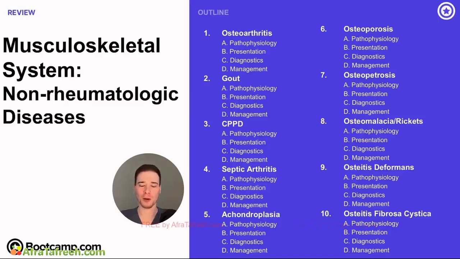So in this chapter, we are now going to talk about non-rheumatologic diseases, and this is going to be contrasted with our next chapter where we'll talk about rheumatologic diseases. Some of the topics we're going to talk about include osteoarthritis, a must know. We're going to compare gout versus CPPD, or sometimes called pseudo-gout. We're going to talk about septic arthritis, achondroplasia, osteoporosis, osteopetrosis, osteomalacia/rickets, osteitis deformans, and finally osteitis fibrosa cystica. So a jam-packed chapter coming up. If you all are ready, then off we go.